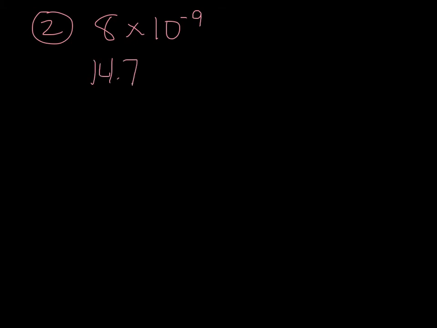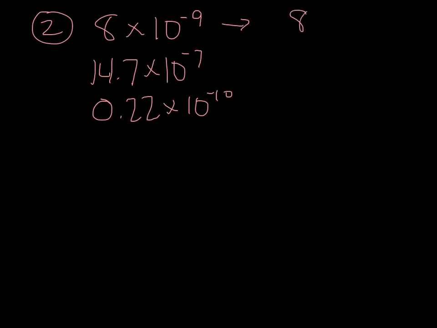14 and 7/10 times 10 to the -7th. 0 and 22 hundredths times 10 to the -10th. Okay, so let's make these into correct scientific notation. This one's good already because we have one number in front of the decimal point, which is an 8. So we can keep this one. 8 times 10 to the -9th.